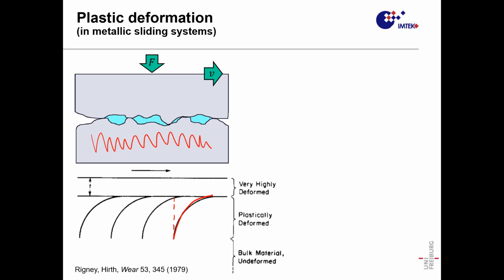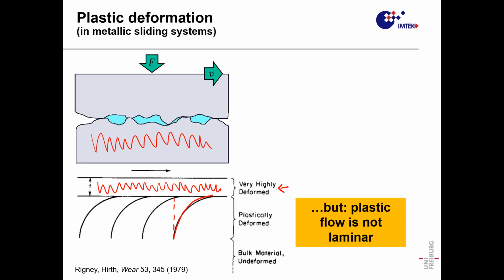And then on top there is this region that is called very highly deformed, and something is happening here that is not laminar plastic flow, something that is more complicated. For example, the material may accommodate the grain size, and other things can happen in that region. What I would like to show you today is that plastic flow in general is not a laminar process. So this idea of laminar deformation of the subsurface region can only hold near the bulk material where strains are small. And in this highly strained near-interface region, something else is happening.